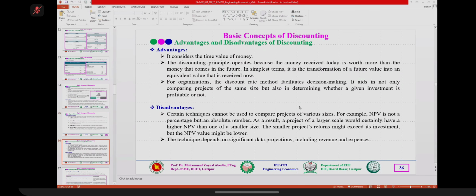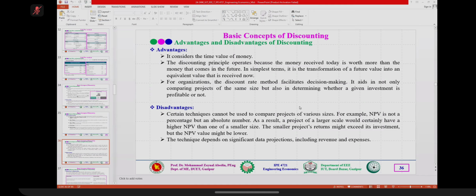What are the advantages and disadvantages of discounting? The advantage is it considers the time value of money. The discounting principle operates because the money received today is worth more than the money that comes in the future. In simplest terms, it is the transformation of a future value into an equivalent value that is received now.